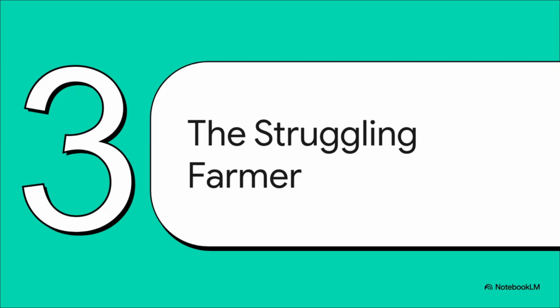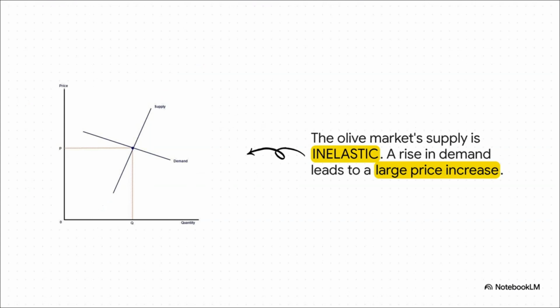All right, now let's flip the coin and check in on our olive farmer. For him, this whole situation is a totally different ballgame. Just look at this graph. See how steep that supply curve is? That's your visual giveaway for inelastic supply.